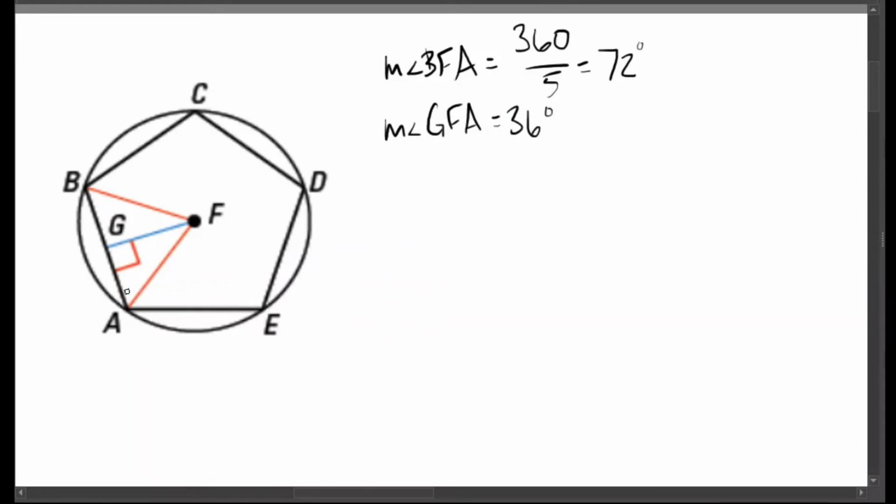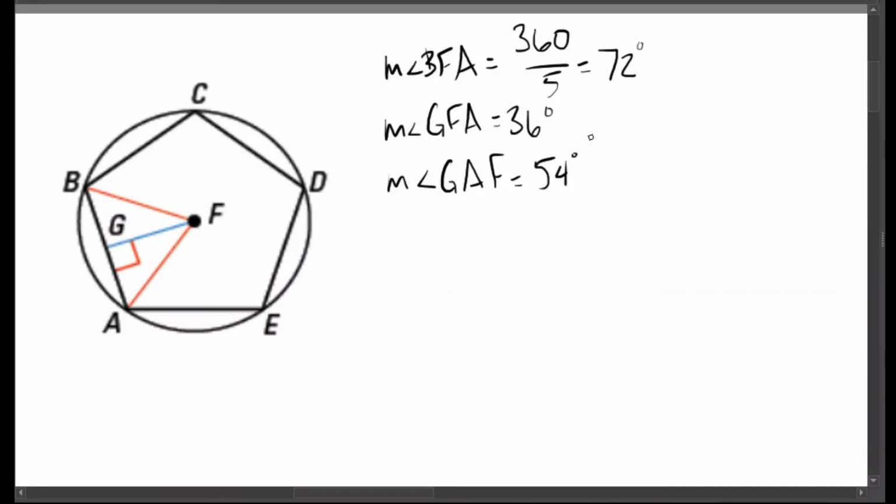And last but not least, if I want to find this measure in here, the measure of angle GAF, which is the same as the measure of angle GBF, I just need to subtract that from 90. So the measure of angle GAF will be 90 minus 36, which is about 54 degrees. Okay, so that's how I find the different angle measures in a regular polygon.